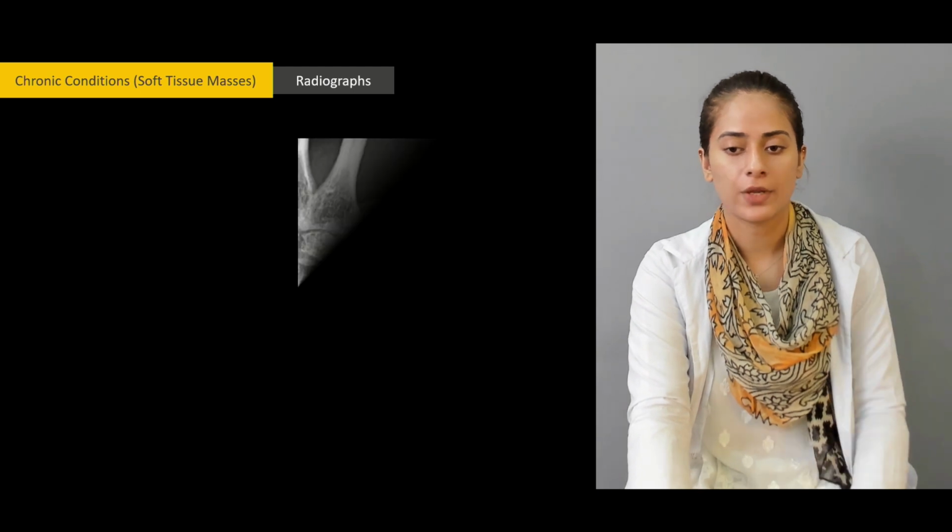So we're going to discuss osteoarthritis, rheumatoid arthritis, a special psoriatic arthritis, and some other conditions in the chronic conditions. So let's see the radiographs.